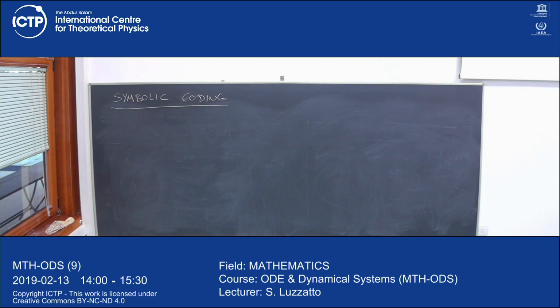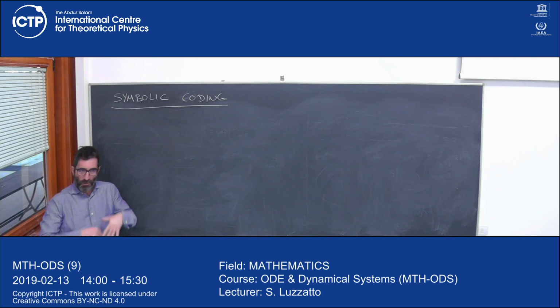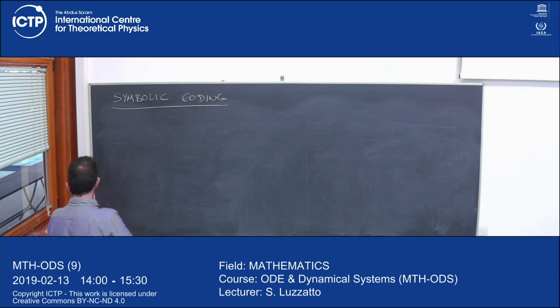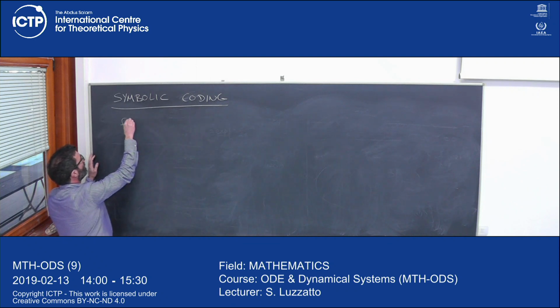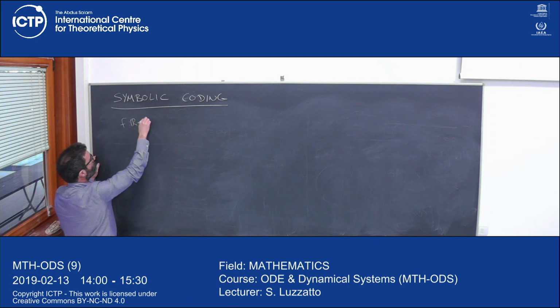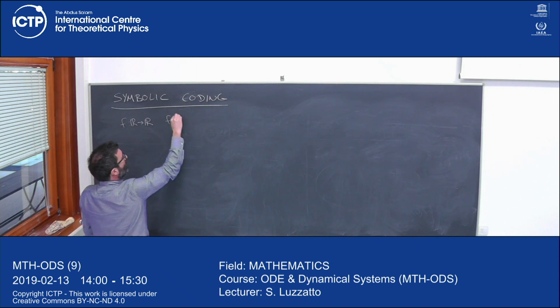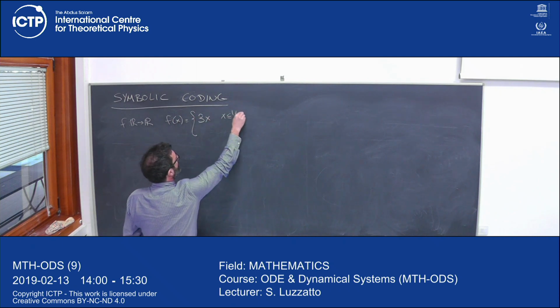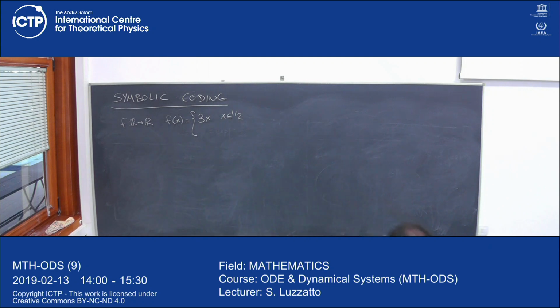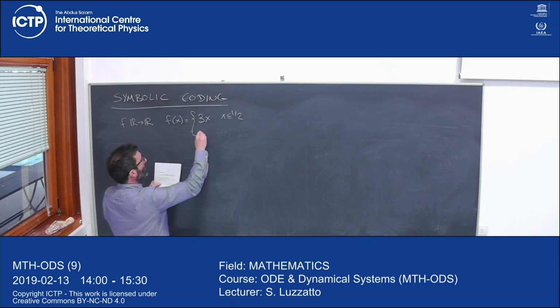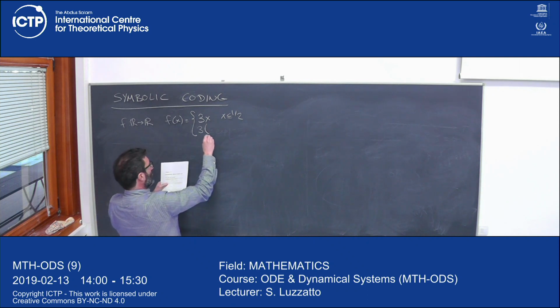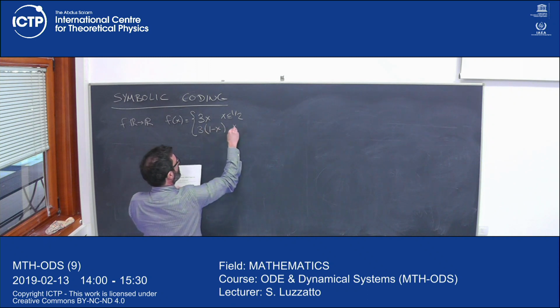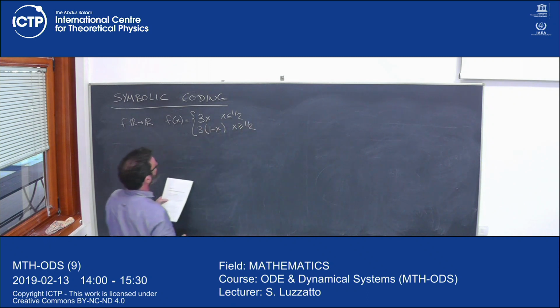So to introduce this method, I'm going to start by studying a particular map, which seems a little bit artificial at the moment, but as we shall see, it's much more general. So let me define this map here, a map from R to R, defined like this: f of x is equal to 3x for x less than or equal to a half, and 3 times (1 minus x) for x greater than or equal to a half.